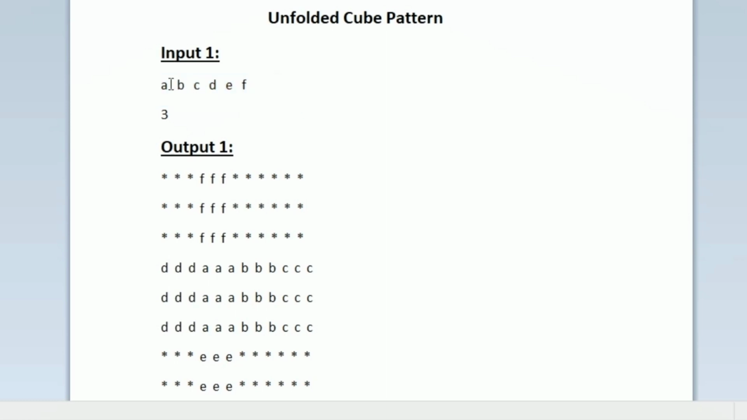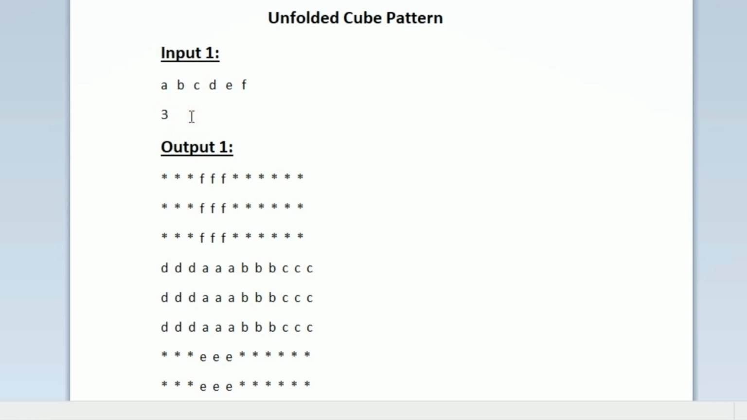So the first character A represents the top face of the cube, and the second character B represents the right face, and C is the bottom face, and D is the left face, E is the front, and F is the back face. So these are the 6 different faces in a cube, and every face is represented using a unique character. And in the second line, we are given an integer n as input.